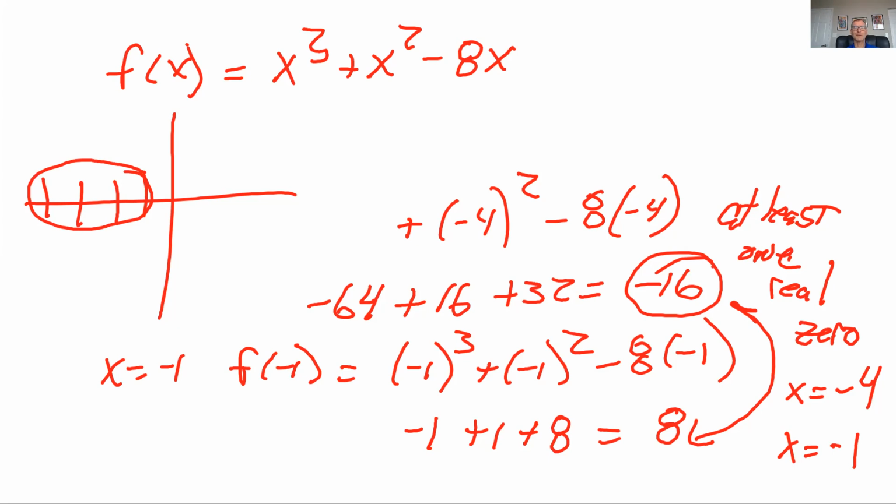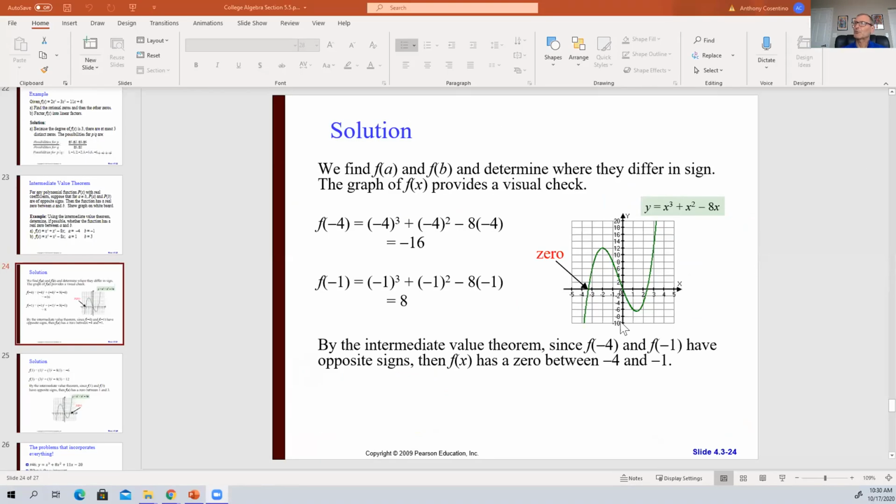Well, I have it taken out of the book. And so this is what the solution graph will look like. And you could see that we have a 0 right there. It looks like it ends up being between minus 4 and minus 3. But what we checked was from x equals minus 4 to x equals minus 1, we do have one 0. So let's do one more example.